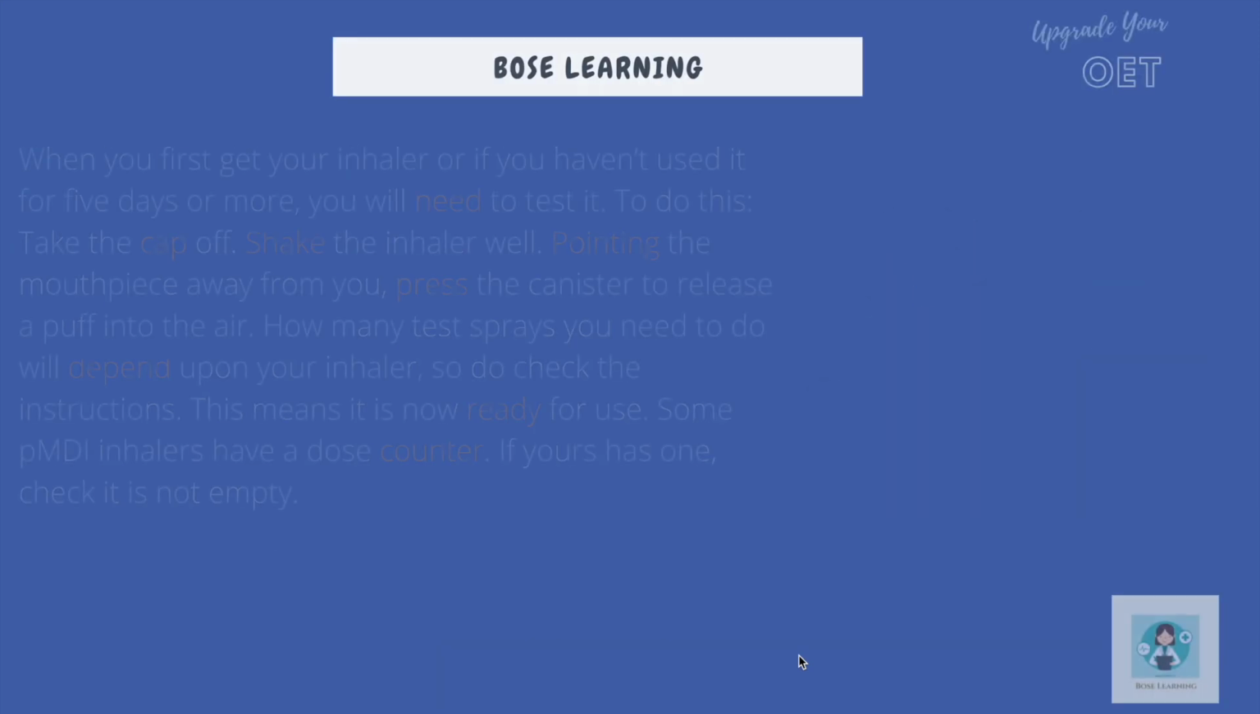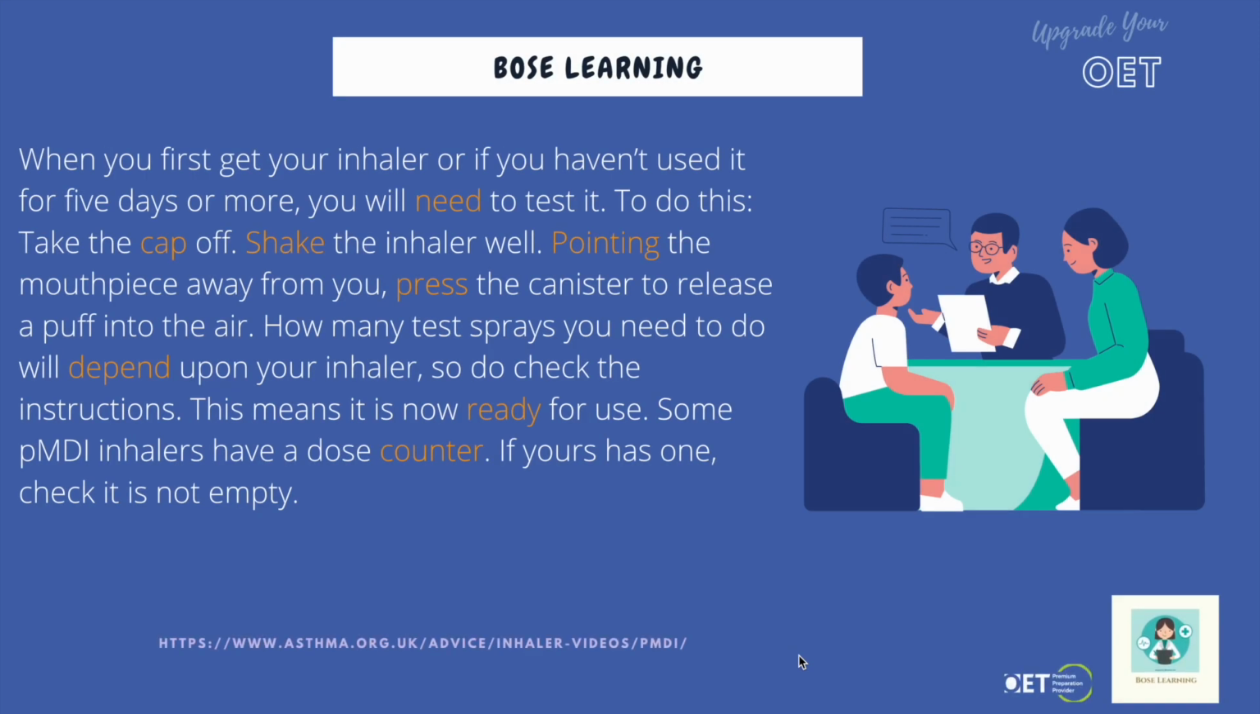When you first get your inhaler, or if you haven't used it for 5 days or more, you will need to test it. To do this, take the cap off, shake the inhaler well, pointing the mouthpiece away from you, press the canister to release a puff into the air. How many test sprays you need to do will depend upon your inhaler, so do check the instructions. This means it is now ready for use.